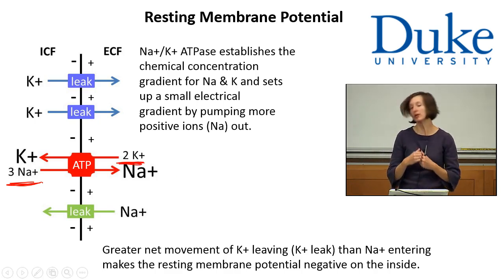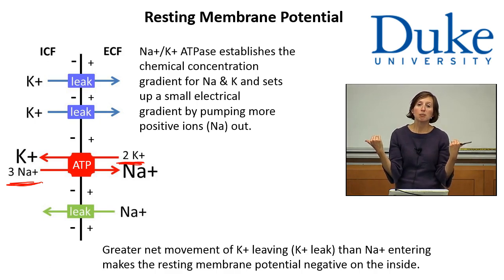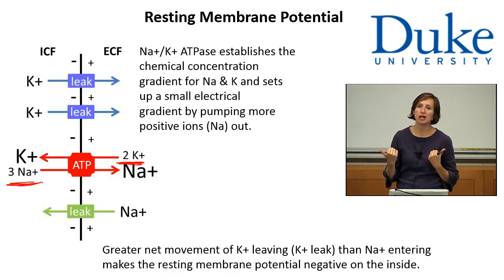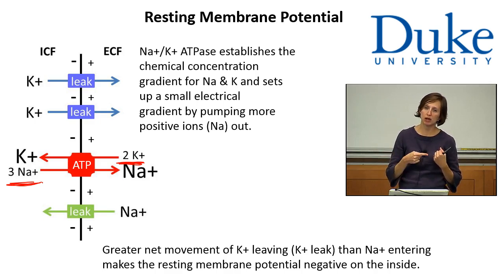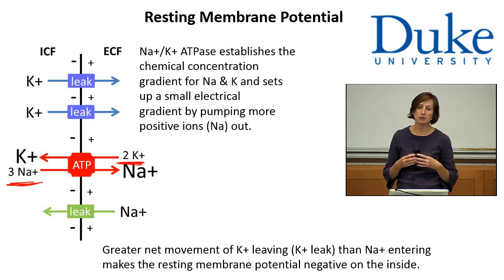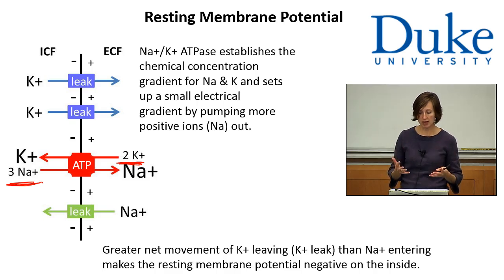So that's when it's going to establish our gradient, but you notice that it's sending out 3 positive charges and only bringing back in 2 positive charges. So the sodium-potassium ATPase is going to establish a little bit of a charge difference, which is going to cause a little bit of a negative membrane potential because of that difference in numbers of positive ions that it's moving.